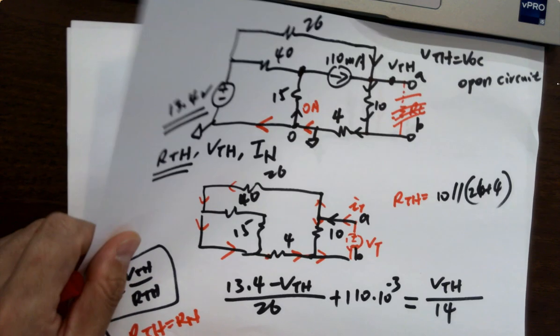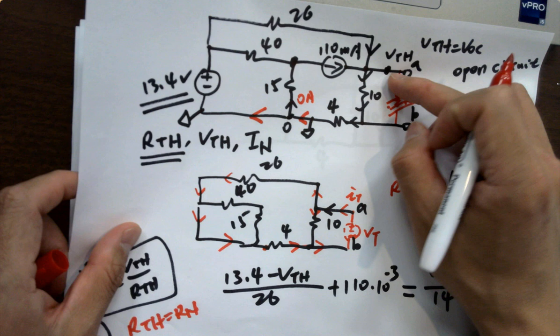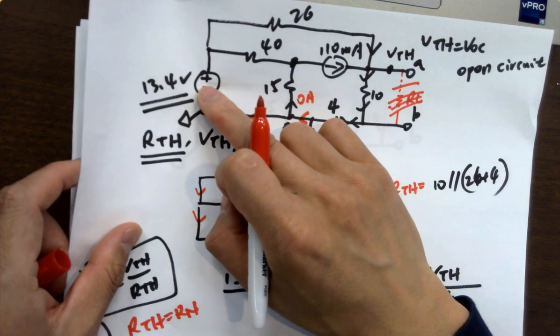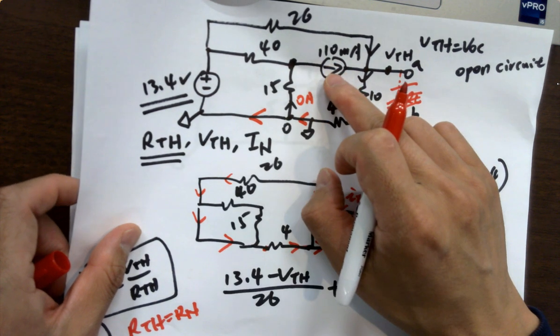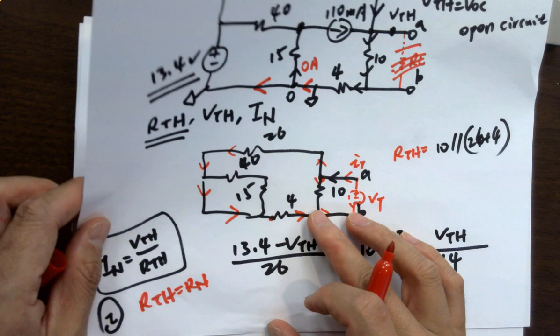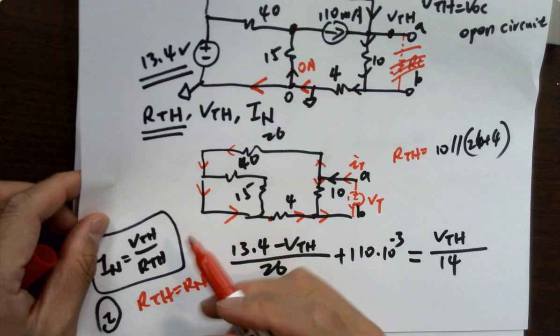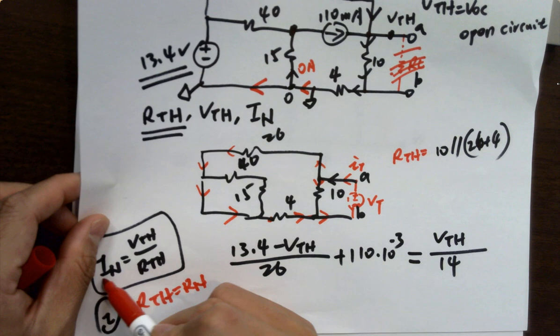We follow the same method, which is remove the load and look backwards, short the voltage source and disconnect the current source. That's what we did. Okay, how we do it, right? So if you know VTH, RTH, you can definitely find out IN.